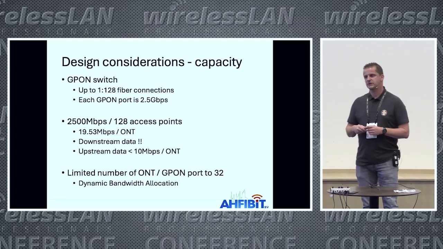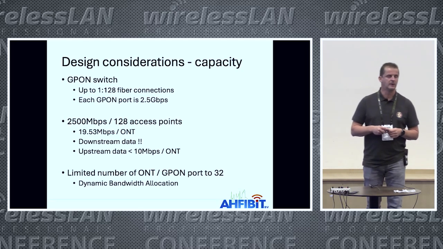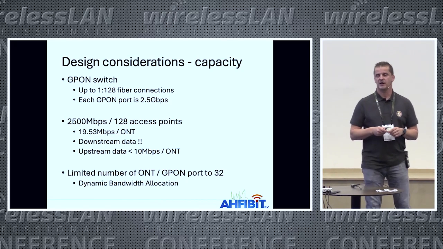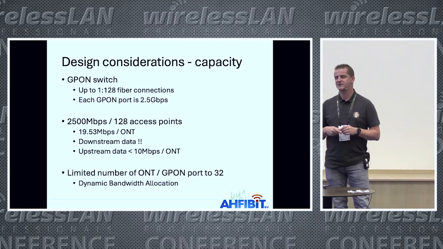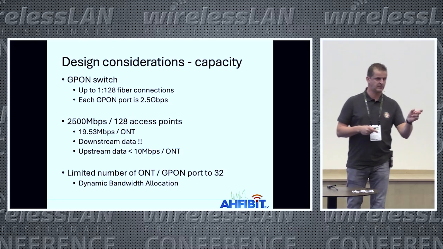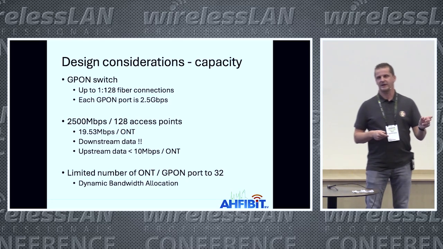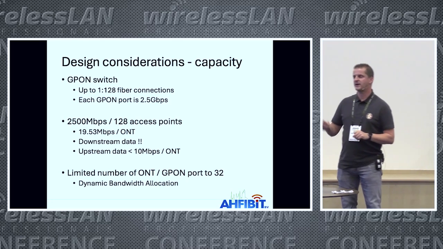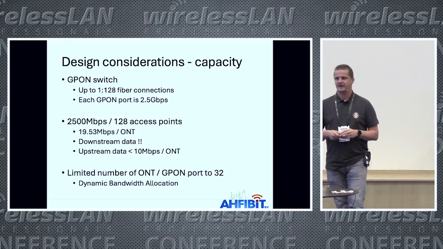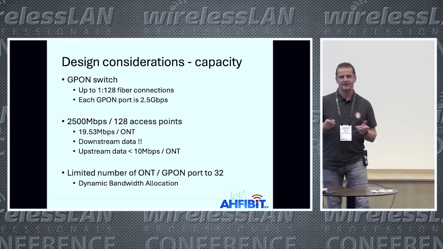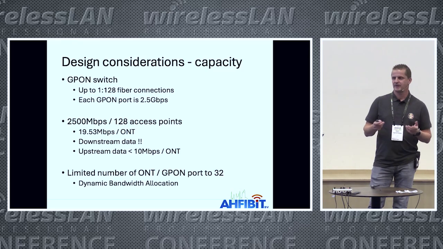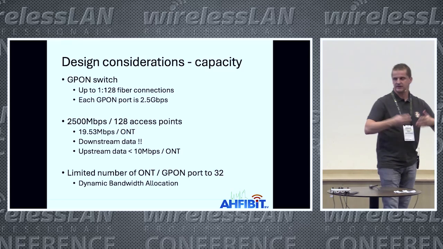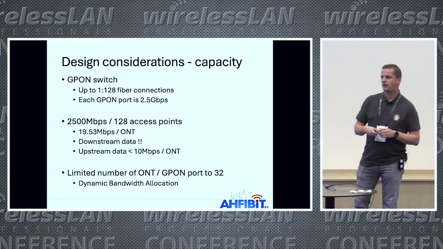Another thing, considerations about capacity. Because my GPON switch can have up to 128 access points. Now, it's only 2.5 gigabit there at the GPON switch, so splitting 2.5 gigabit into 128 connections, yeah, we're not going there. So if we calculate, that's like 20 megabits for each AP. Wi-Fi is broadcasting, it's everywhere. So are we really going to do it like that?